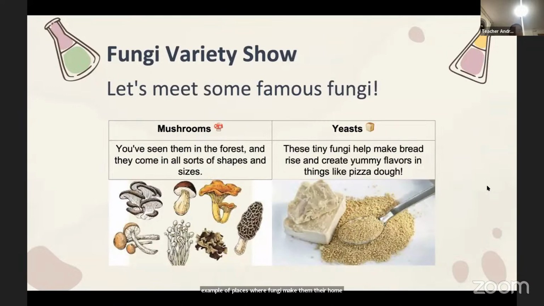So let's meet some famous fungi. All right, we have the mushrooms and the yeast. Well, you see all sorts of mushrooms come in different shapes and sizes in the forest. Some we can eat, some we cannot eat. All right. Then we have yeast, where this tiny fungi helps to make bread rise and create yummy flavor in things such as pizza dough.